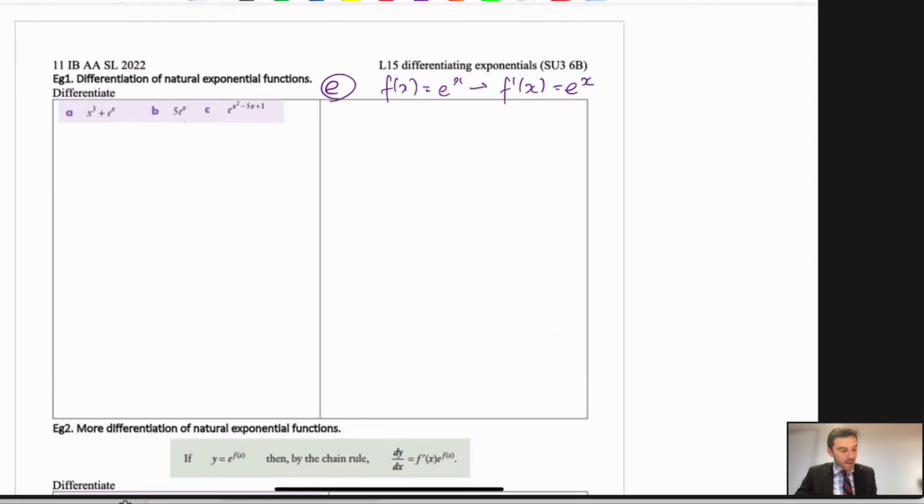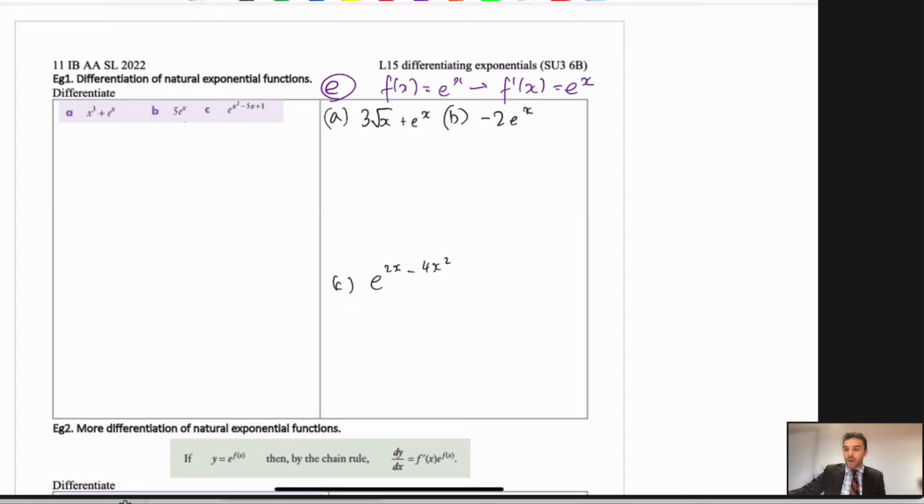I'm also going to add in some your turns for you to practice, and let me just find them over here. Okay, so let's draw them in now. 3 root x plus e to the x, negative 2 e to the x, and e to the 2x take 4x squared. Okay, so let's have a crack at these.